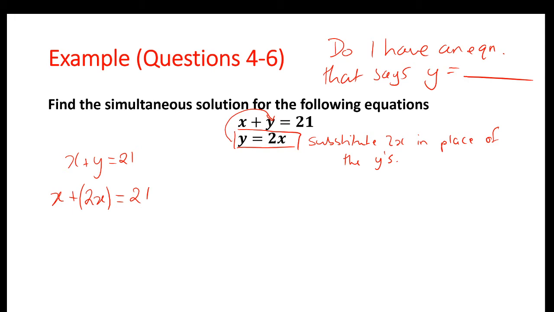Okay, so now we've done that, we can simplify this left-hand side and we'll get one of the values for x. So x plus 2x is just equal to 3x. So 3x is equal to 21. Now to get the x by itself, we're going to divide both sides by 3. And that leaves me with x is equal to 21 divided by 3, which is just 7. So that means that the x part for both of these equations is equal to 7. But we need to also work out what the y part is equal to.